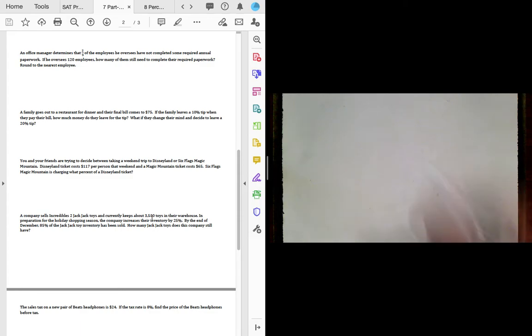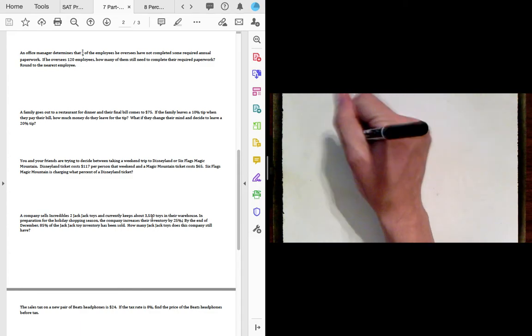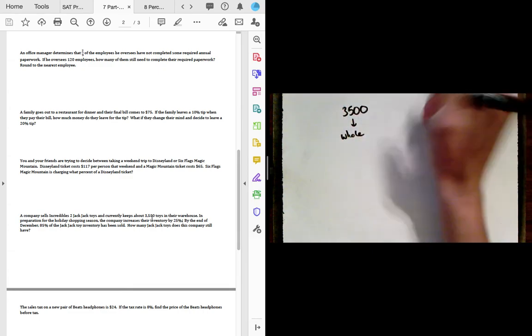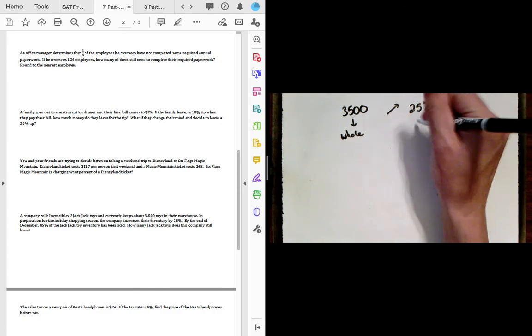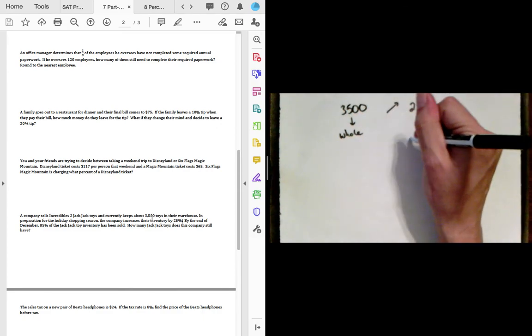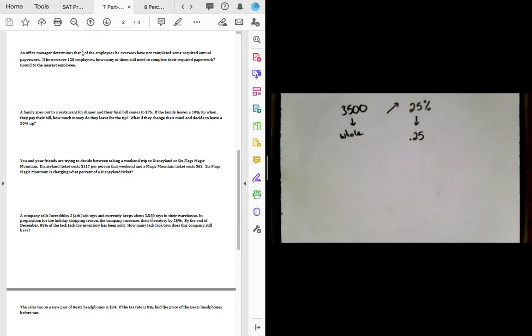And so we started out with 3,500. Let's call that the whole. And then I want to increase something by 25%. 25% we know is a percent. We can express that as a decimal, 0.25. And because it's increasing by that, I'm going to find out what 25% of 3,500 is, and then I'm going to add that value to the 3,500. So the first thing I want to do is find out what is 25% of 3,500.